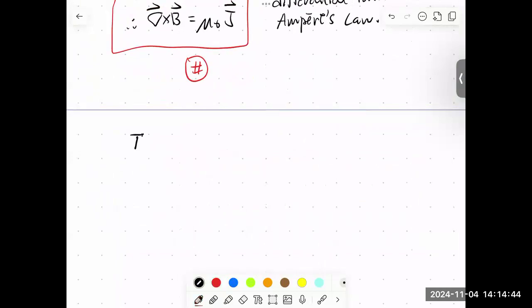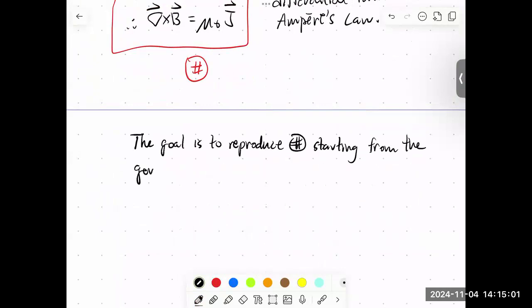So the goal is to reproduce this equation, starting from the general Biot-Savart law. Okay, so we'll write down this Biot-Savart law.